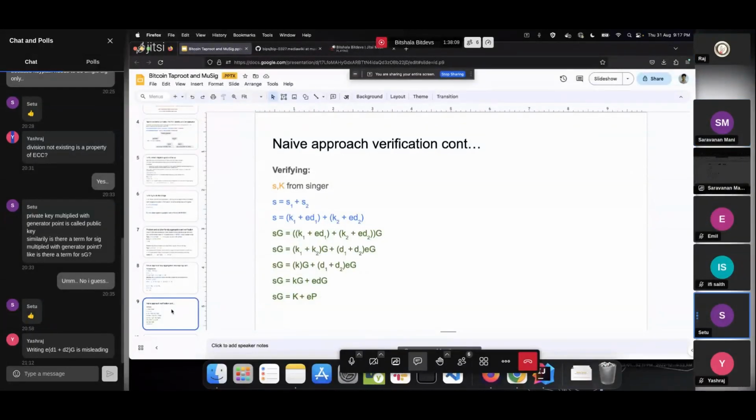Why is it called MuSig? Just curious. It's kind of an abbreviation from multisig, because multisig was already taken, so they called it a newer version of multisig, MuSig.